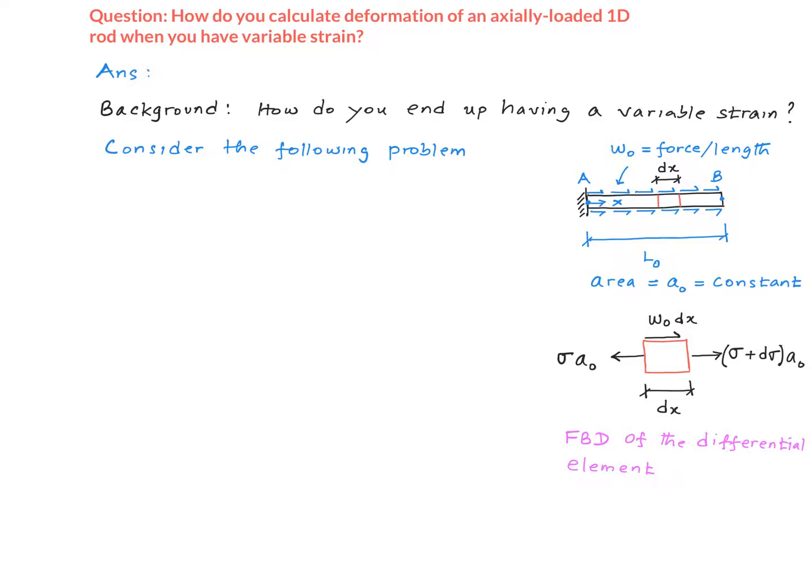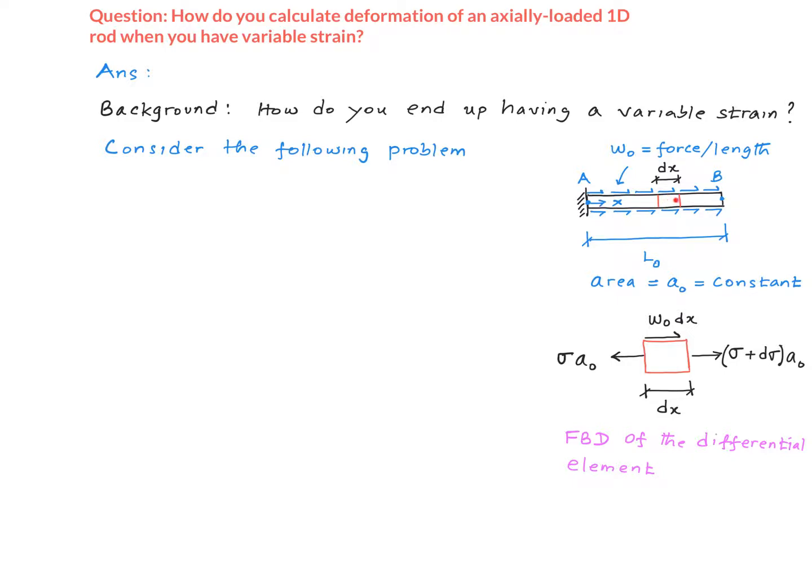Let's consider one specific problem that leads to a variable strain. That is this problem right here. We have a one-dimensional rod of constant cross-section A0, and this is subjected to a uniformly distributed load along the length, and the intensity of the uniformly distributed load is omega naught. Omega naught, therefore, is the force per unit length. The initial length of the rod is L naught.